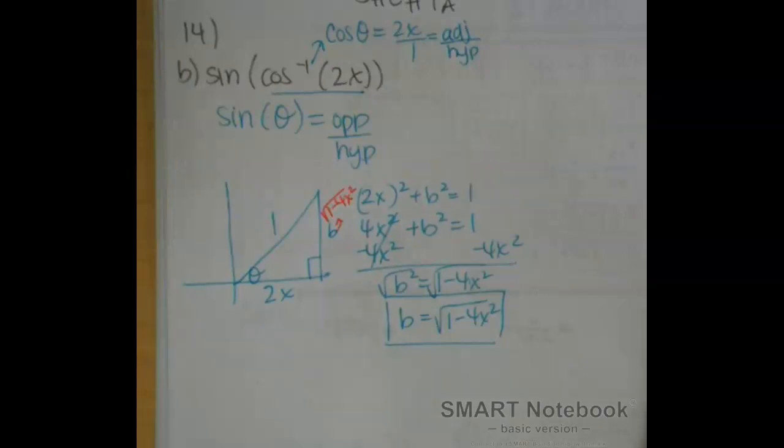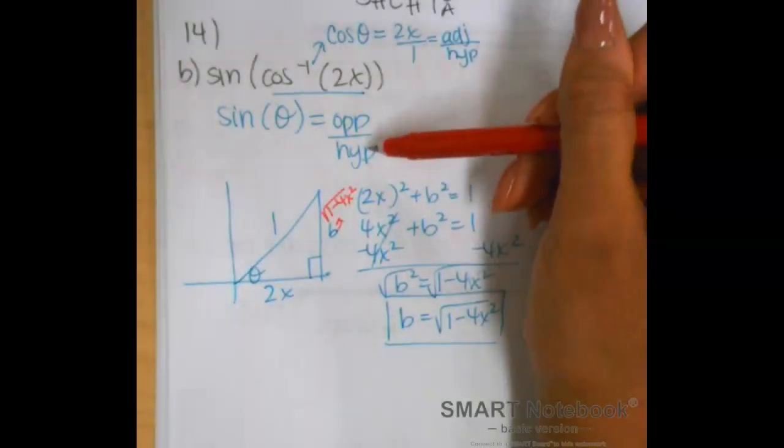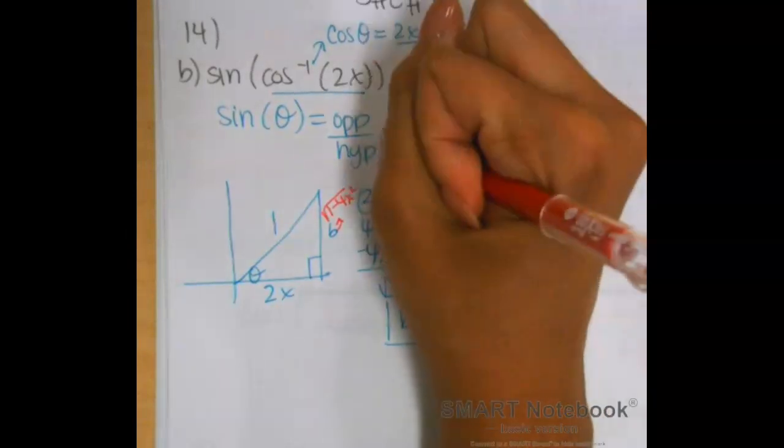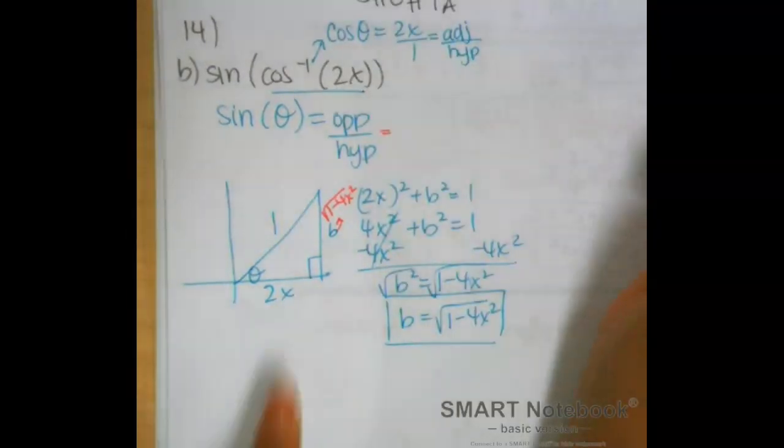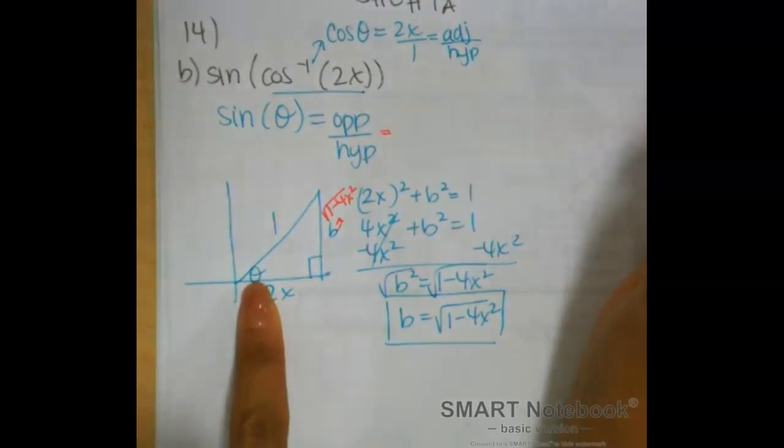Edgar, it told me to find sine, which was opposite over hypotenuse. In this triangle, Edgar, what's the opposite side? Oh, let's try to, hold up. Look in here. What's the opposite side? Say what you were saying again.